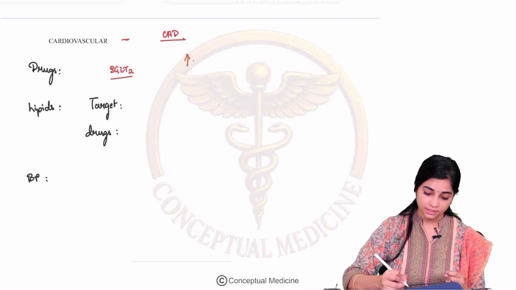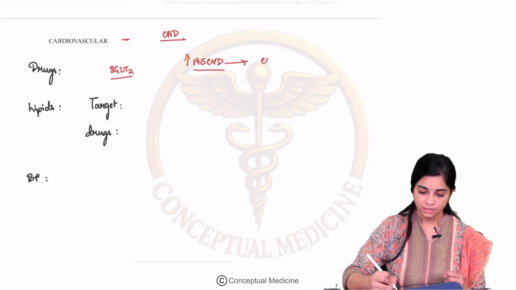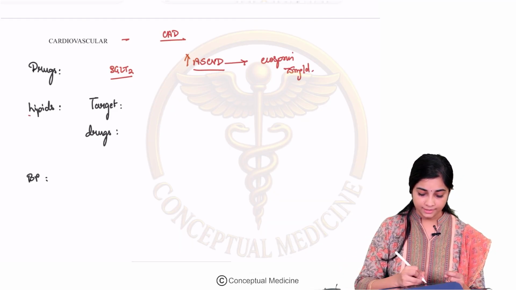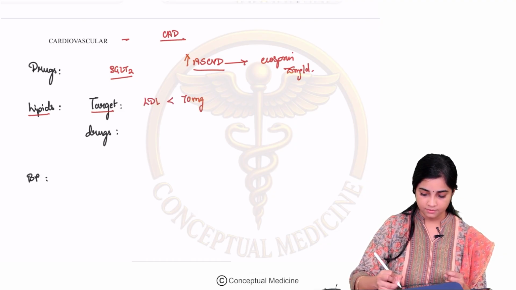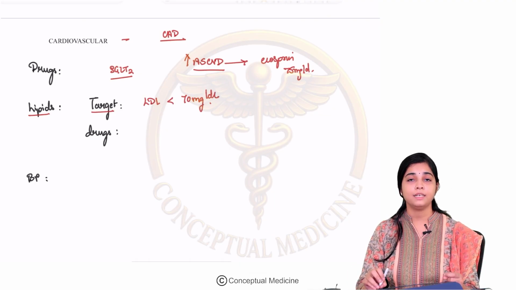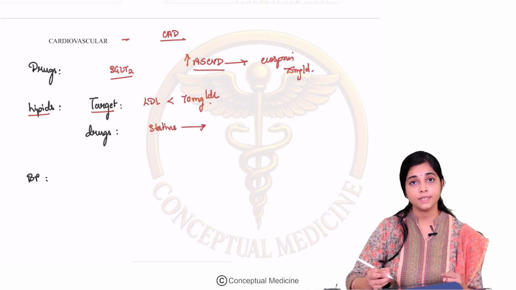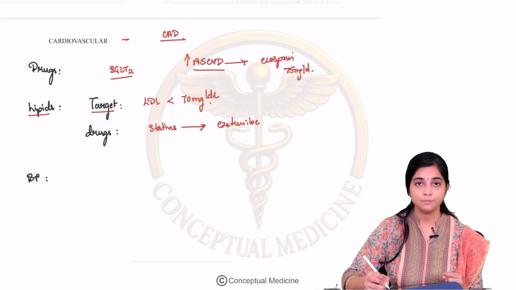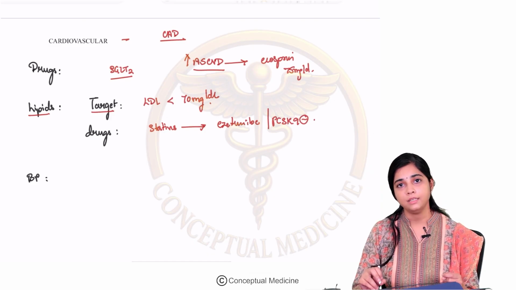So in those patients with an increased atherosclerotic cardiovascular risk, you start them on ecosprin, low dose antiplatelet ecosprin at 75 mg per day. When it comes to the lipids, you target an LDL of less than 70 milligrams per deciliter. So what do you use? The drugs are statins. If the target is not reached with the statins, then you can give them ezetimibe, or you can give them PCSK9 inhibitors.